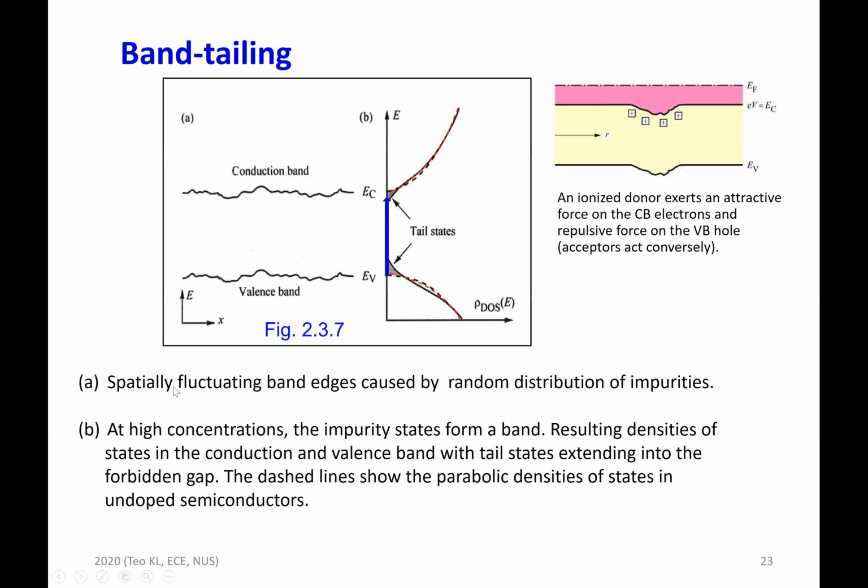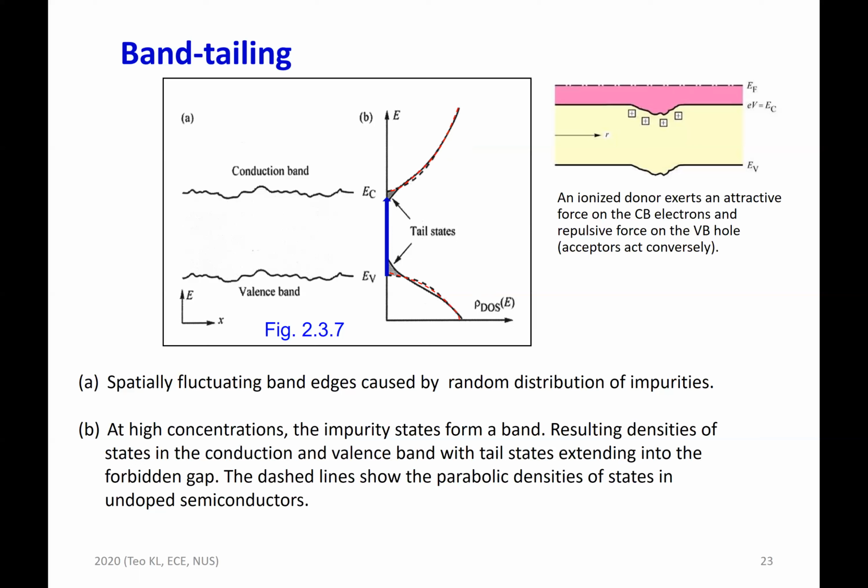So the spatially fluctuating band edge, the band edge is undulating, is because of the random distribution of this kind of impurity. So in terms of the energy diagram, instead of a very nice E proportional to K squared curve, you have this band tailing effect. It tails into the band gap.